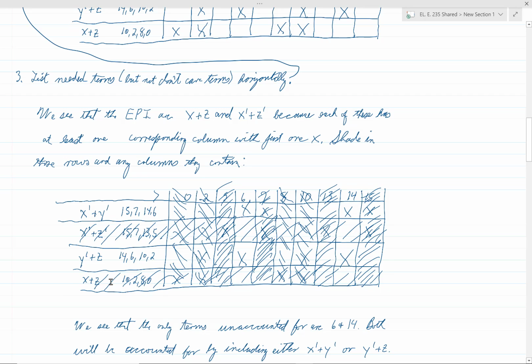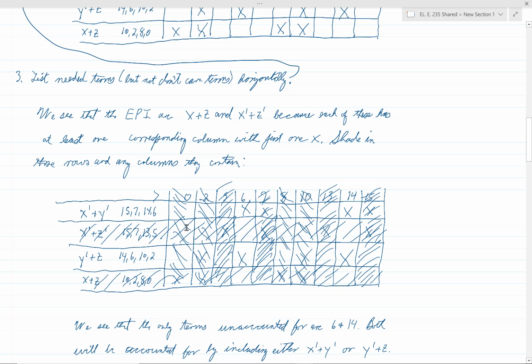Okay, we've said X plus Z, X or Z is a prime implicate. In fact, it is an essential prime implicate. So we're going to cross out that row. But notice that it had an X in column 1, so I cross out all of column 1. It also had an X in column 2, so I cross out all of column 2. I'm sorry, let me say that again.